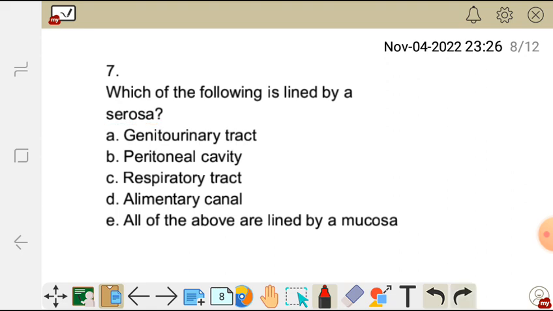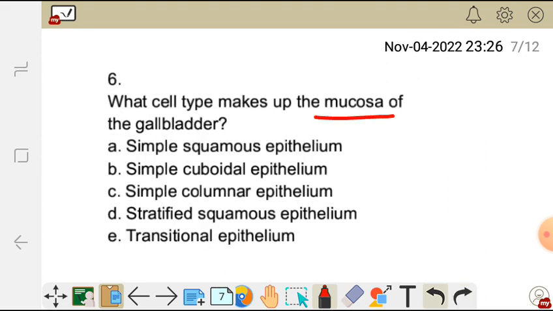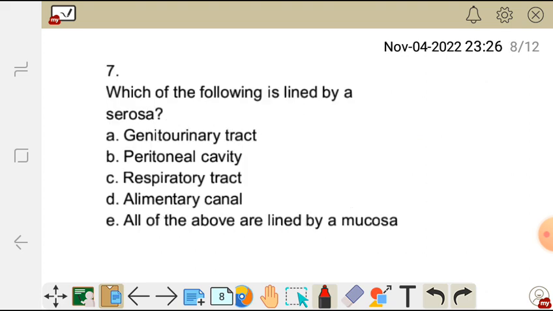Mucosa lines the tracts which secrete mucus. When you look at the alimentary canal, it secretes mucus, and so do the other tracts. Here they are asking us about the serosa. The serosa doesn't secrete mucus. What it secretes is only serum, and serum is simply a fluid like water.